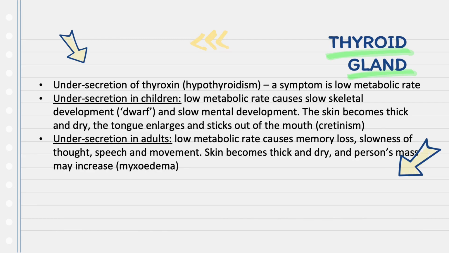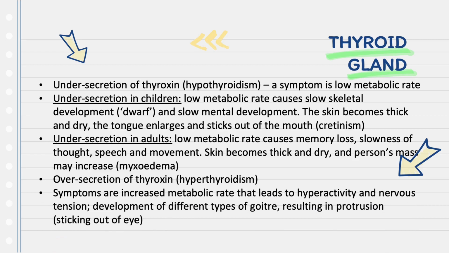Undersecretion in adults results in a low metabolic rate, which causes memory loss, slowness of thought, speech and movement. The skin becomes thick and dry, and the person's mass may increase. This is myxoedema. Oversecretion of thyroxine is hyperthyroidism. Symptoms are increased metabolic rate that leads to hyperactivity and nervous tension, and development of a different type of goiter, resulting in protrusion, sticking out of the eyes.